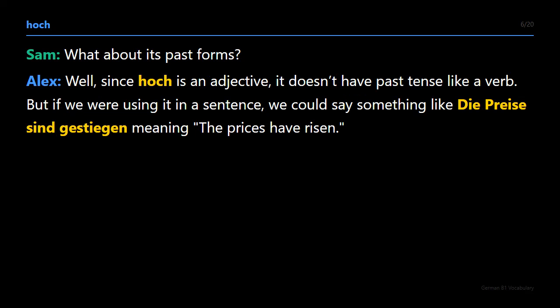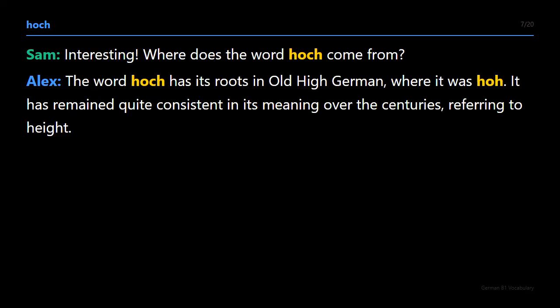Interesting. Where does the word hoch come from? The word hoch has its roots in Old High German, where it was hōh. It has remained quite consistent in its meaning over the centuries, referring to height.